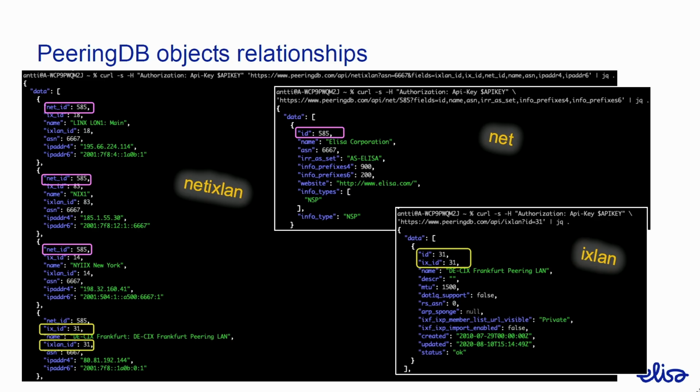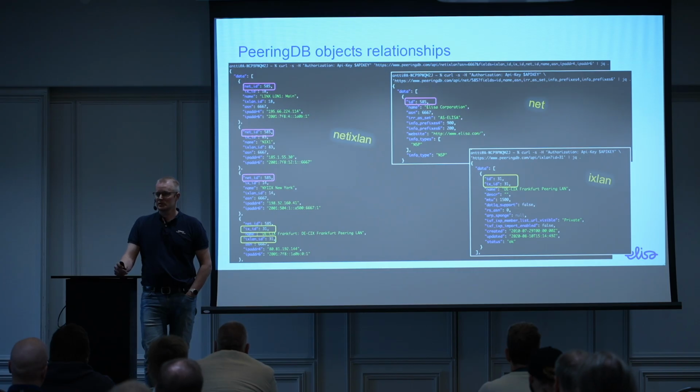This slide only has some screenshots to illustrate the different PeeringDB objects and how they are related to each other. I'm not spending much time to go through this, but these slides are available, so if you are willing to, you can look into this in more detail, and the API calls are also visible there, so feel free to experiment yourself.